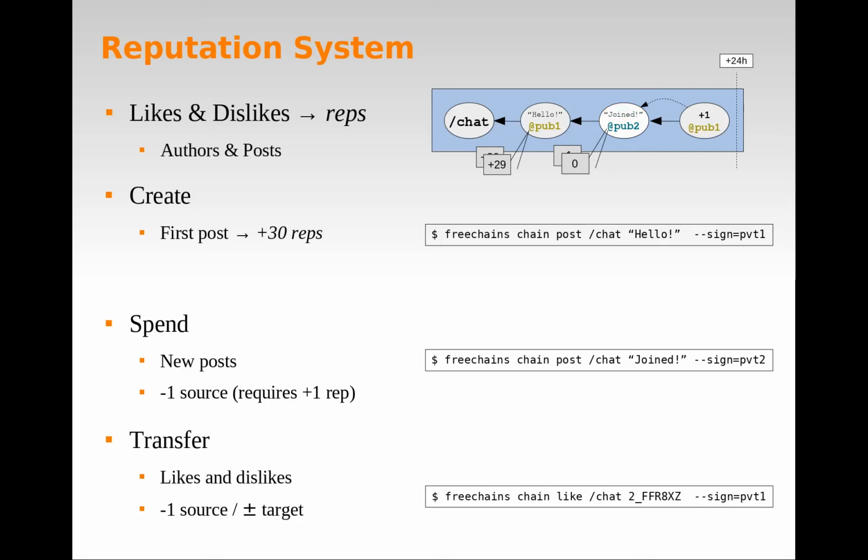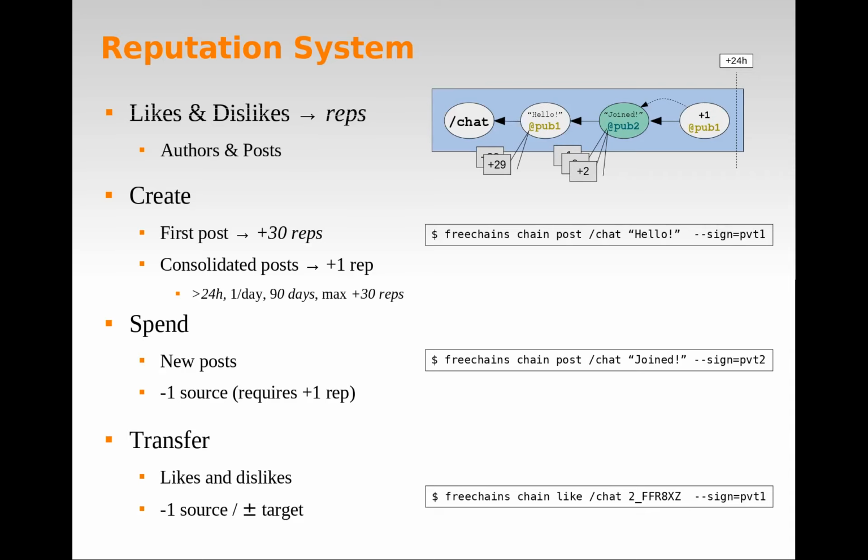After 24 hours, the posts are consolidated in the chain. They award the author with plus 1 rep at the same time that eliminated the initial minus 1 rep penalty. This way, in the example, the author now has a positive reputation after the first 24 hours. Now he can use this reputation for new posts or to give likes and dislikes in other posts.